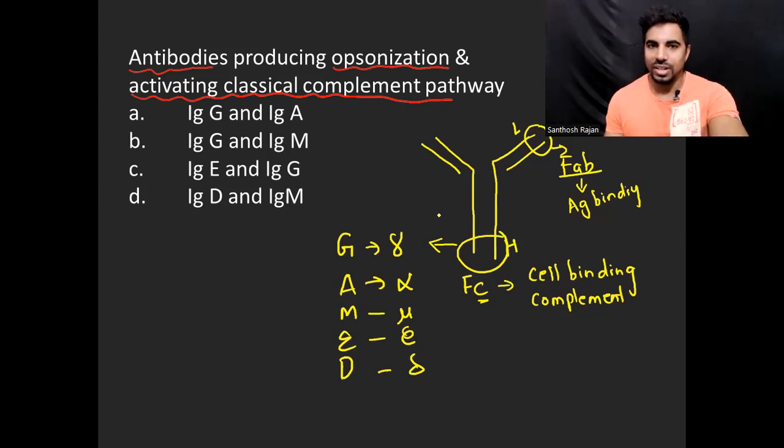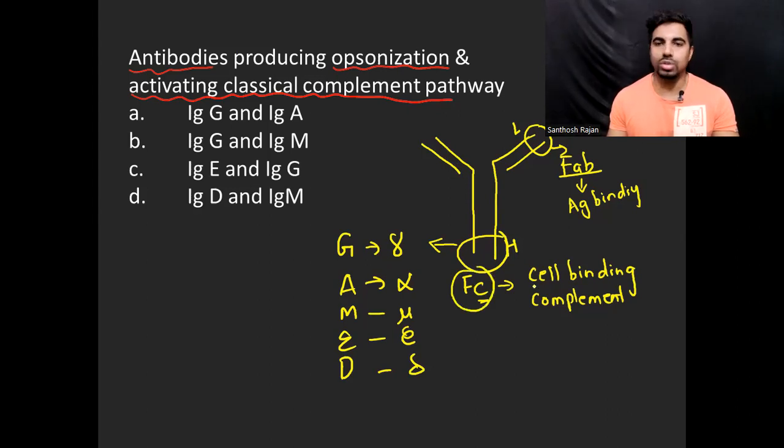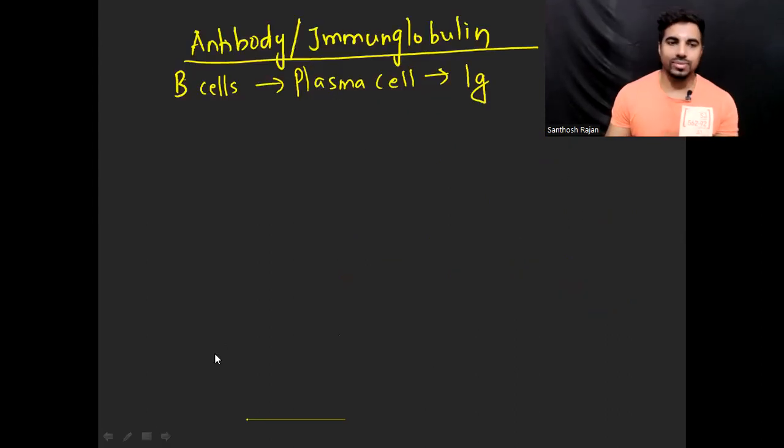Now we are going to the main part. Here the question is about the Fc fragment. They might ask you, so anything with C comes with the Fc fragment. Fab is the antigen binding part. This one you remember, that's enough. Okay, and now let's go to the next thing.